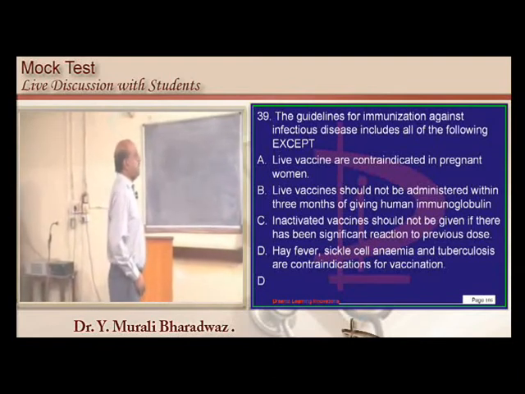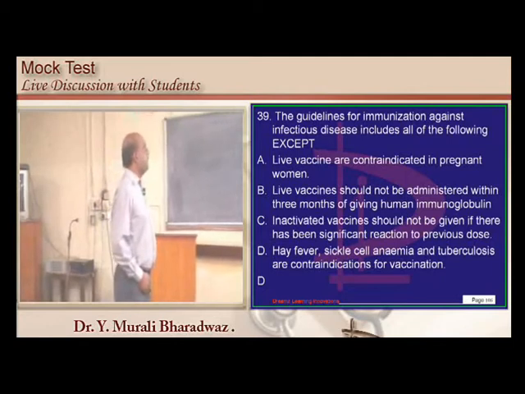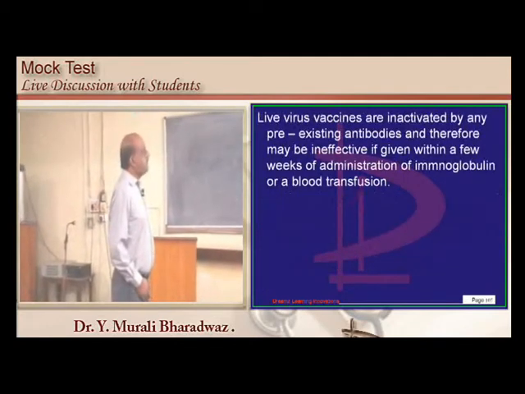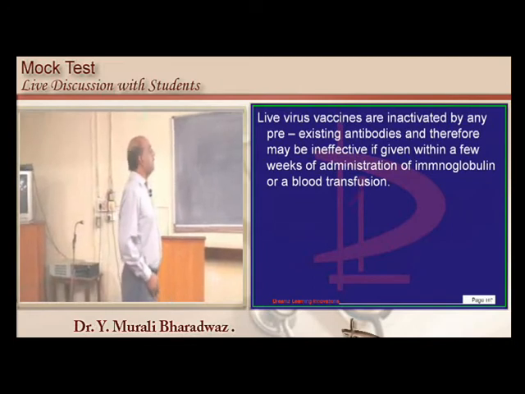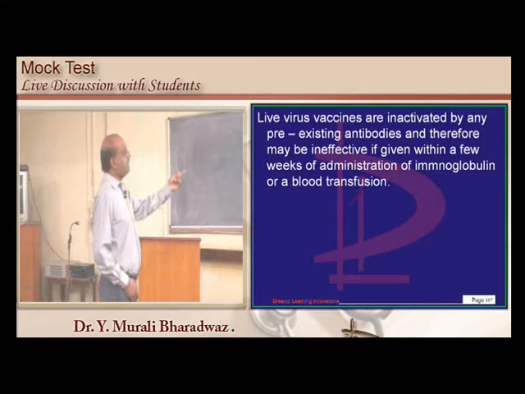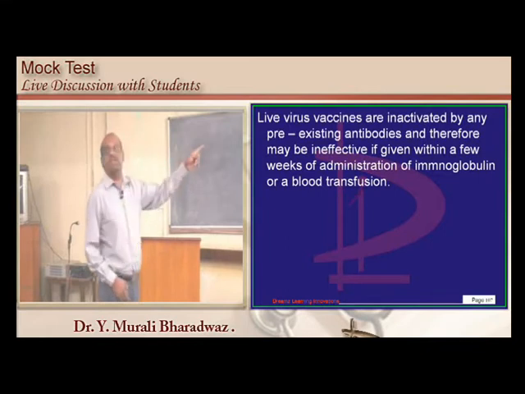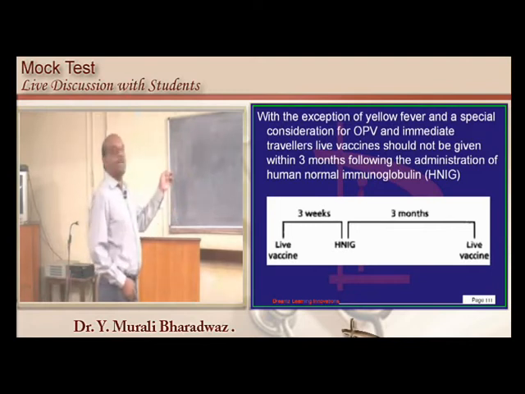Inactivated vaccine should not be given if there was any previous reaction. Live vaccines should not be given within 3 months of giving human immunoglobulin. So we need to know this. Between live vaccine and human immunoglobulin is 3 weeks. Between human immunoglobulin and live vaccine is 3 months. That is, if you already gave human immunoglobulin, wait 3 months for the live vaccine. If you already gave a live vaccine, human immunoglobulin should be separated by 3 weeks.